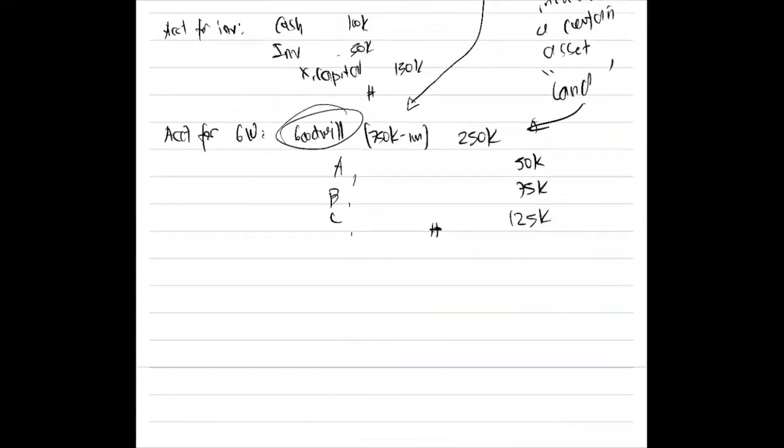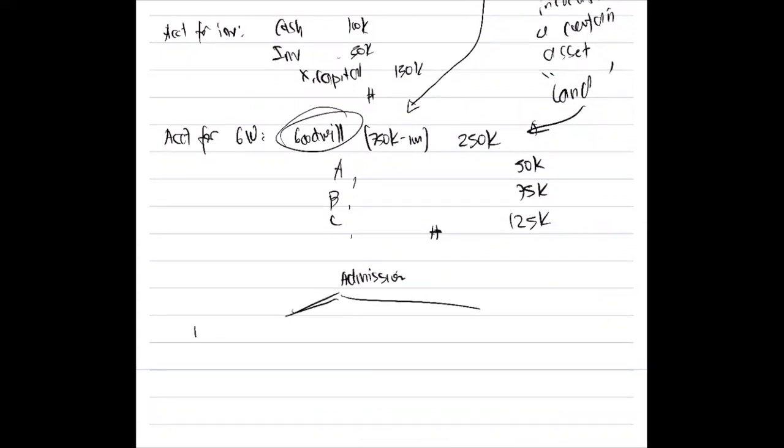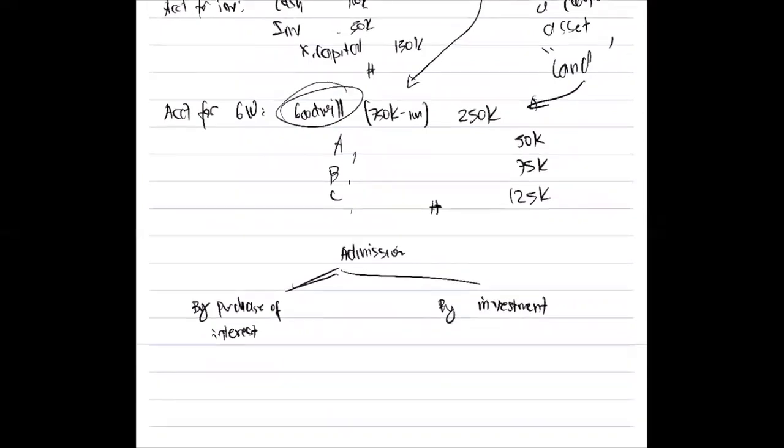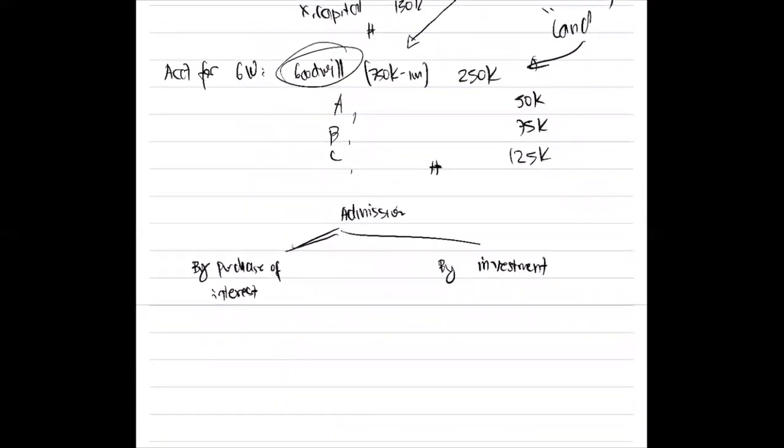So, let's summarize your admission of a partner. So your admission of a partner, again, can either be by purchase of interest. Okay, so your admission can either be by purchase of interest or by investment. So if that is by purchase of interest, then you just record the transfer of capital.